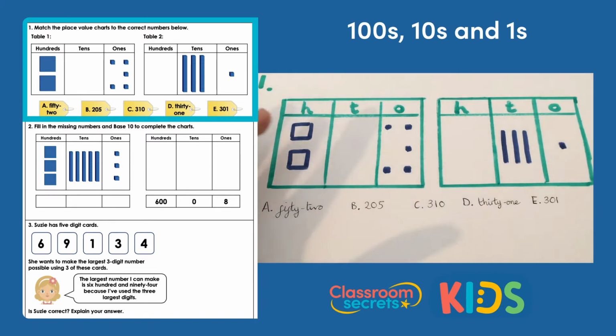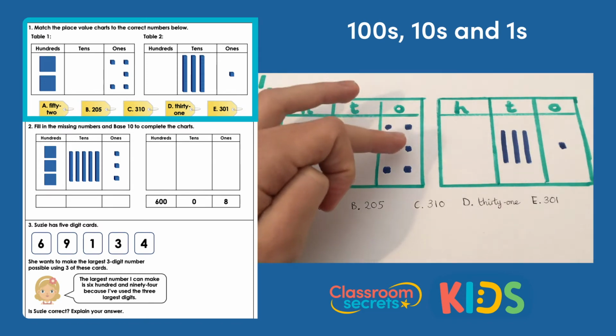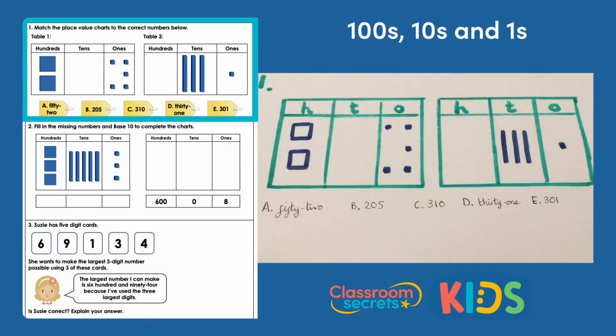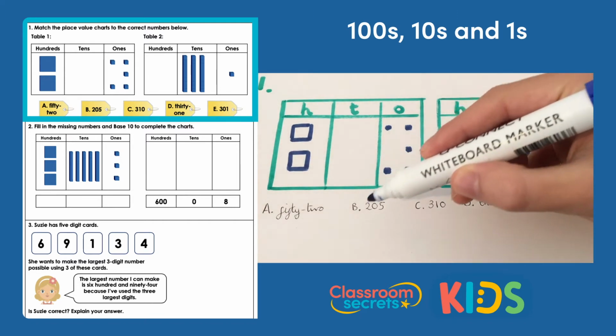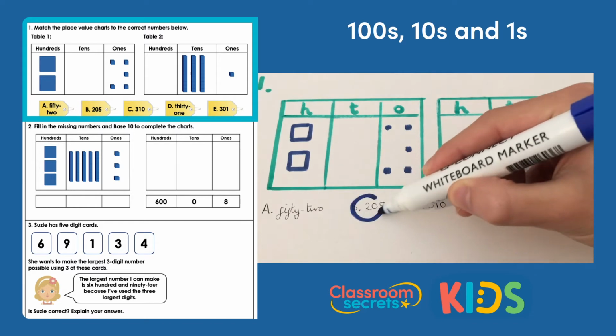So let's look at table 1 first. If we deal with each table in turn, then we can match them up. So in our hundreds we have 2, so that's 2 hundreds. We have 0 tens, and we have 1, 2, 3, 4, 5 ones. So 205. We should see a 0 in the middle of our number, 205. So table 1 links to B, 205.